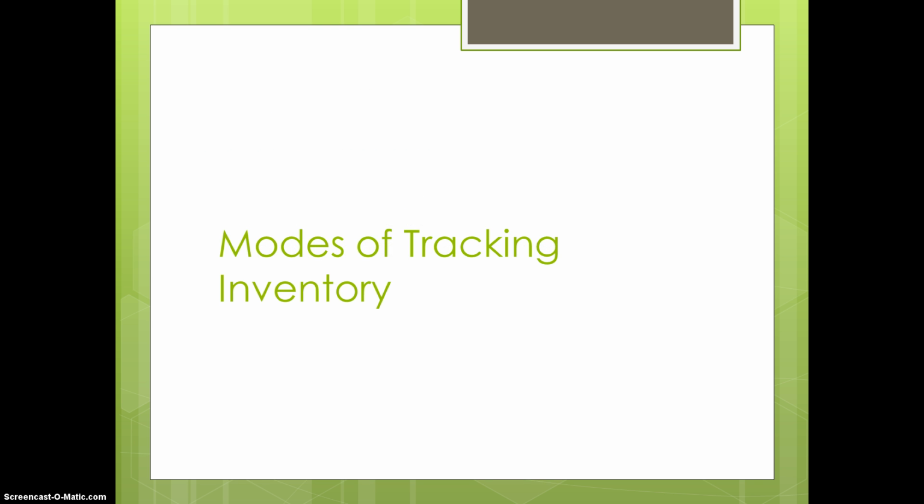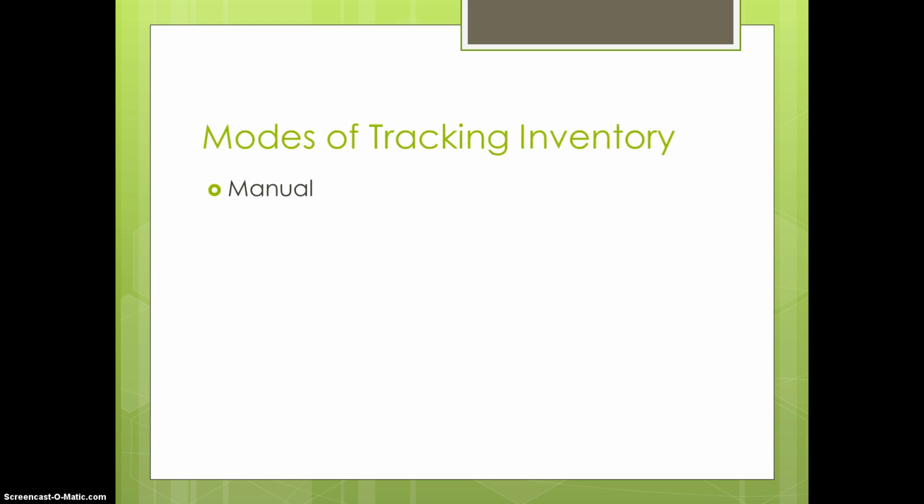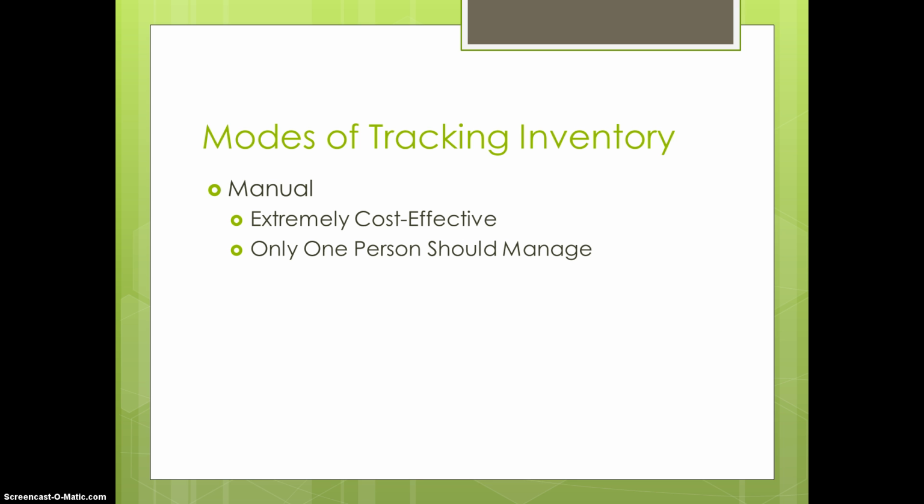Next, we'll discuss the modes of tracking inventory. The first of these modes is manual tracking. This can be done either through pen and paper on a ledger or even through Excel with a spreadsheet. This is also an extremely cost-effective way to track your inventory, but it's important that if you implement this system, only one person manages your spreadsheet or your ledger. If you have more than one person trying to take control of the ledger, it's very easy to put in duplicate entries for the same item or end up with multiple spreadsheets of which you're not sure which is the most recent and accurate.